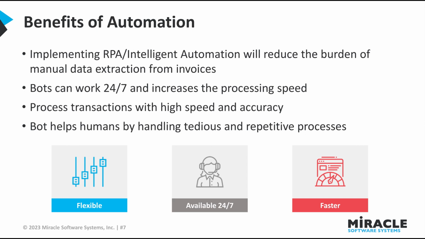Coming to the benefits of automation. Implementing RPA will reduce the burden of manual data extraction from invoices. A bot can work 24/7 and increases the processing speed. It processes transactions with high speed and accuracy. A bot helps humans by handling tedious and repetitive processes. As we mentioned, P2P automation seeks to use software to eliminate manual tasks and to streamline collaboration between departments and save money through increased accuracy and reduced labor.